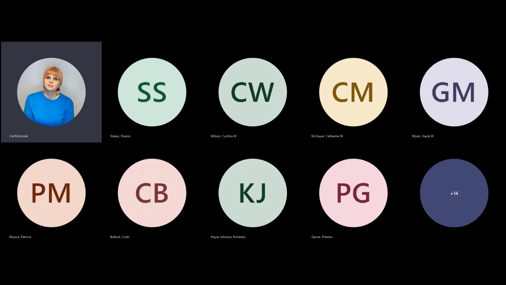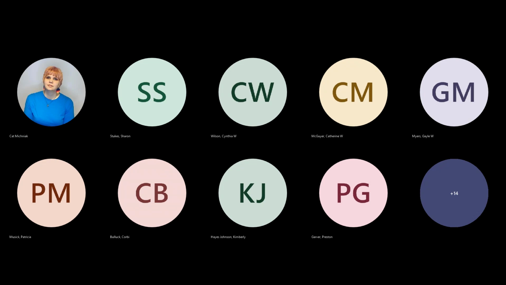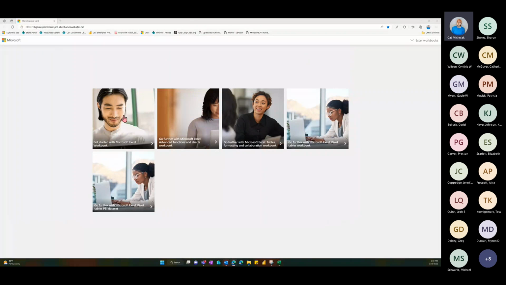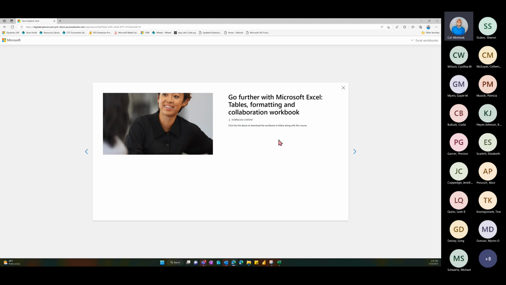All right, y'all. So really quickly, when you click on that link that I posted in the chat, you're going to see a group of boxes. If you choose this one right here, the Go Further with Microsoft Tables, and click on it, you're going to see the option to download the content right there. That's going to download the workbook that we're going to be working in for the next hour. So that's where you go to download it.